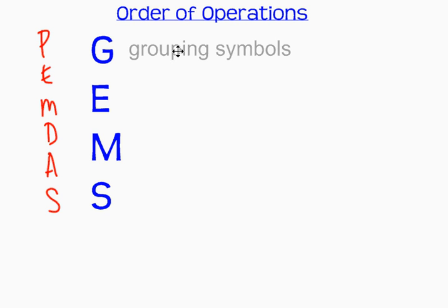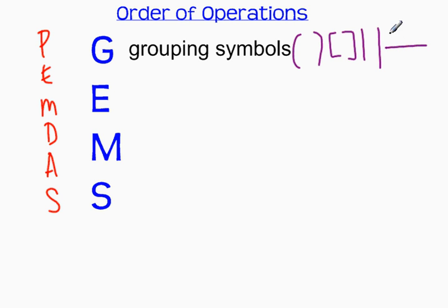G stands for grouping symbols. And grouping symbols are things like parentheses, okay, so parentheses that look like this. But we also have brackets that are more square. We also have these lines that are called absolute value, and even the division line, when we have complex expressions on top and bottom, will be a grouping symbol.